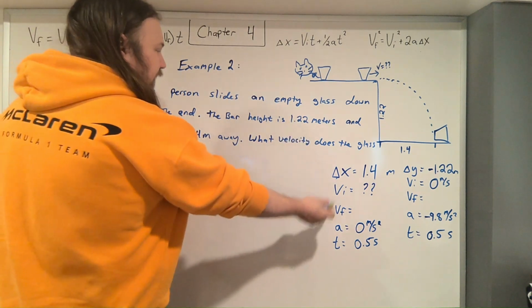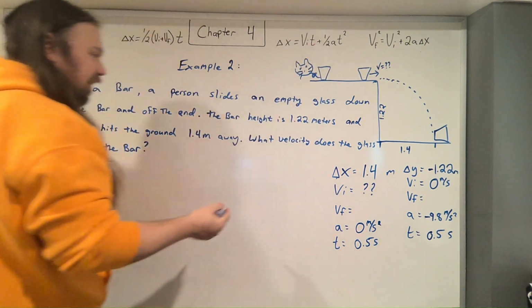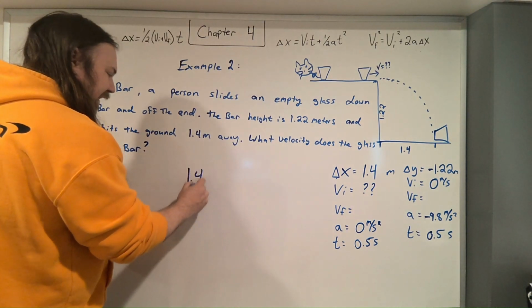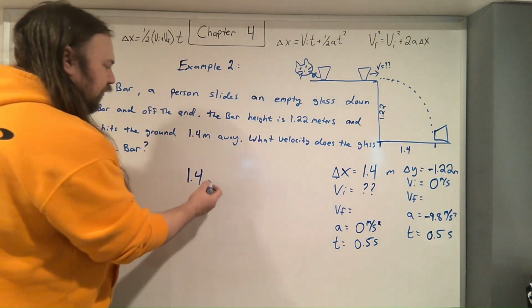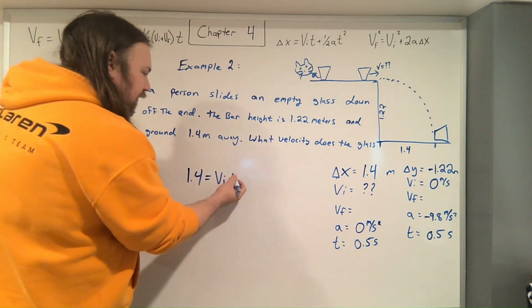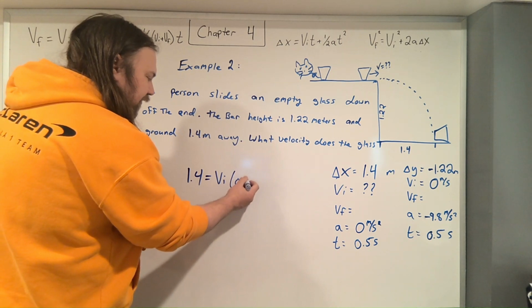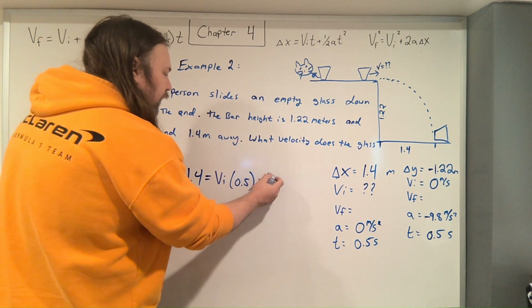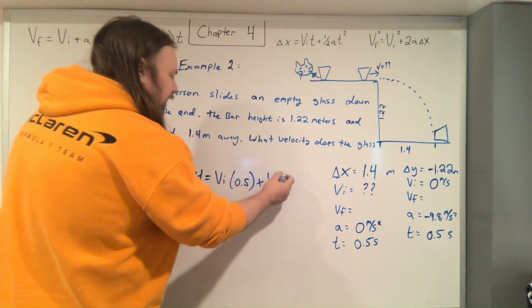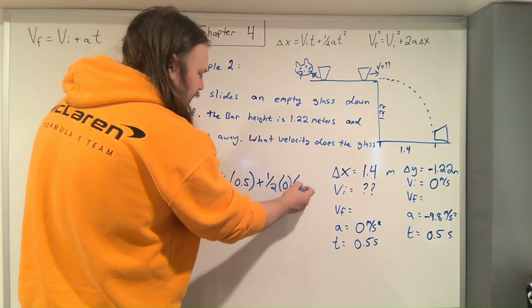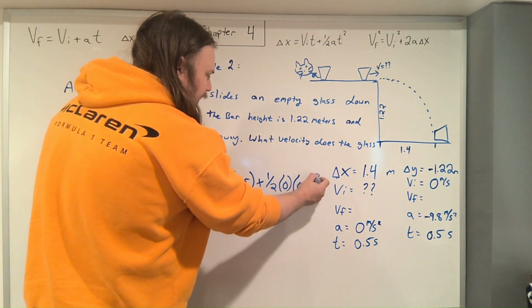Third equation doesn't have VF in it. We want VI. Okay, delta x out of my x column is going to be 1.4. The VI is the thing that I'm looking for. T just discovered is 0.5. Okay. Plus, we have another 1/2. What is the acceleration? Big fat 0. And then the time is 0.5 squared.